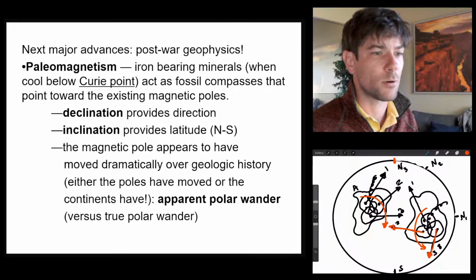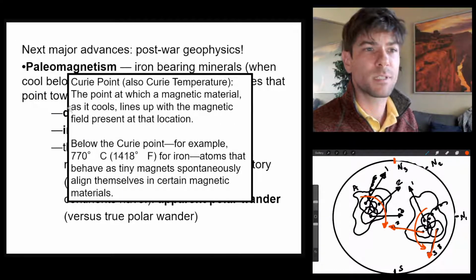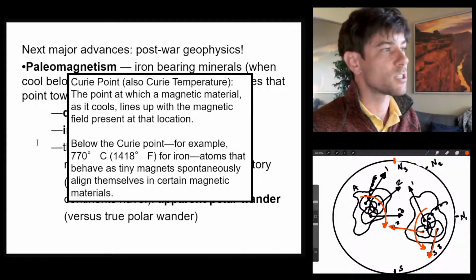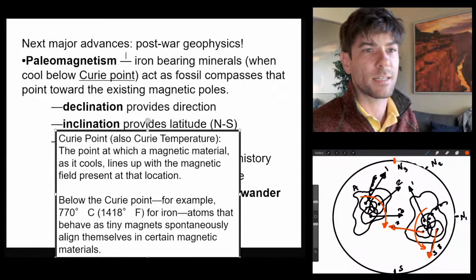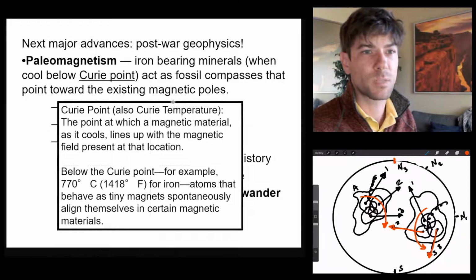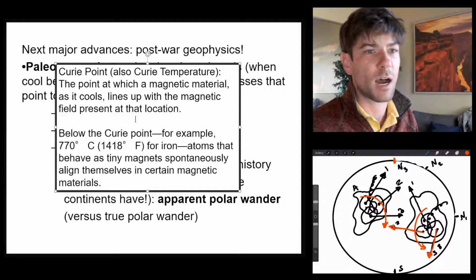All right, and so let's see. Okay, this is just the same slide. So the Curie point is this. So it says here, iron-bearing minerals, when they cool below the Curie point, act as fossil compasses that point toward the existing magnetic poles. And so the Curie point for iron is around 770 degrees centigrade.